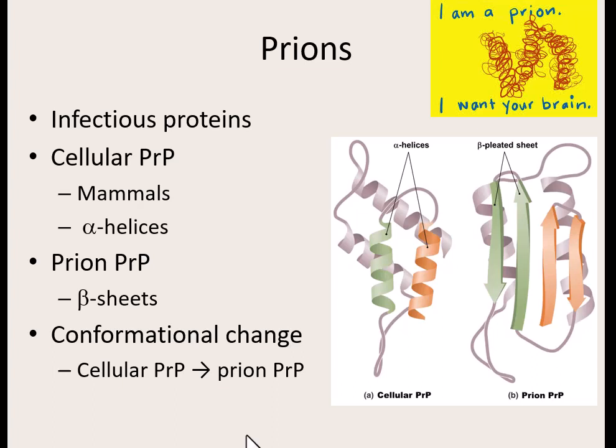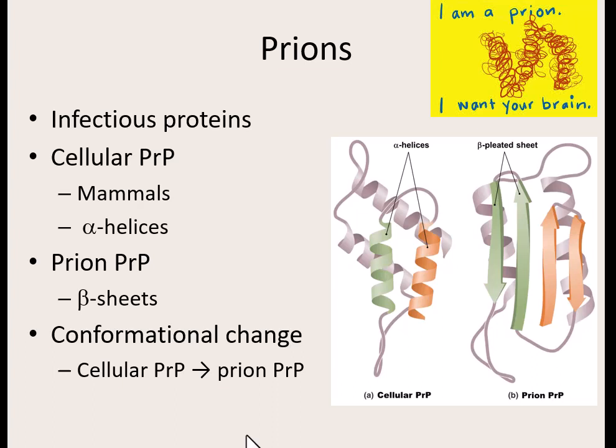Denature it. When you change the shape of a protein, can it do its job? No. So that's bad. This is called a prion protein P. This is the normal protein P. It's still a protein P, but it's a slightly different shape, which means it cannot do its job.